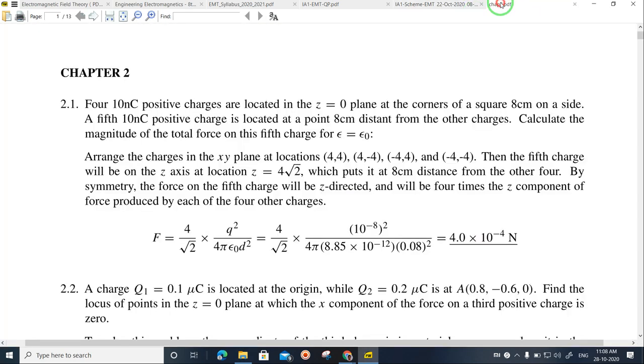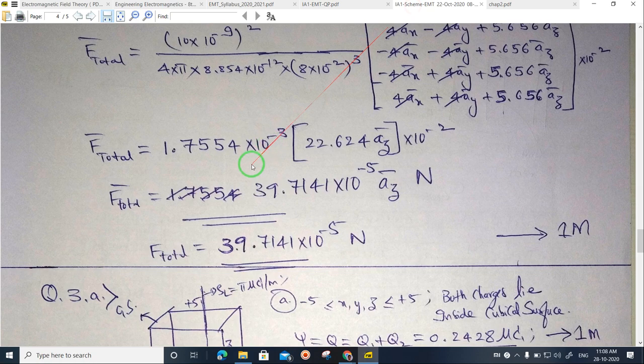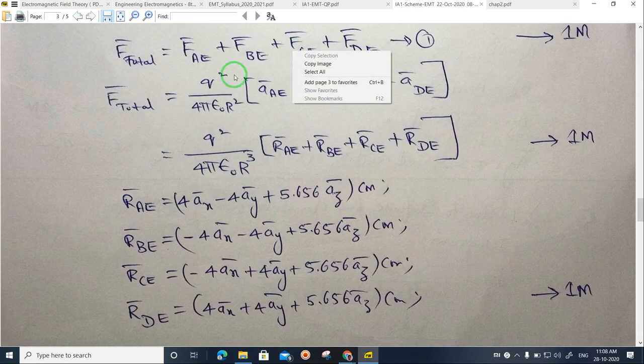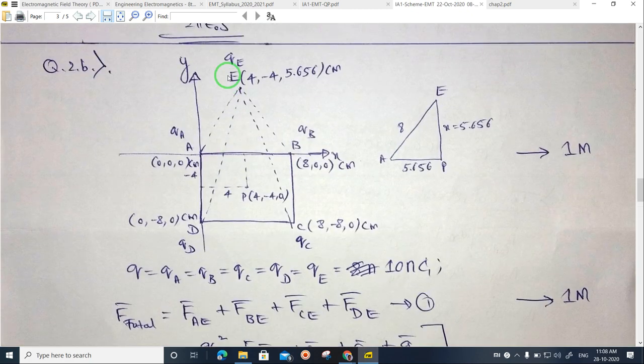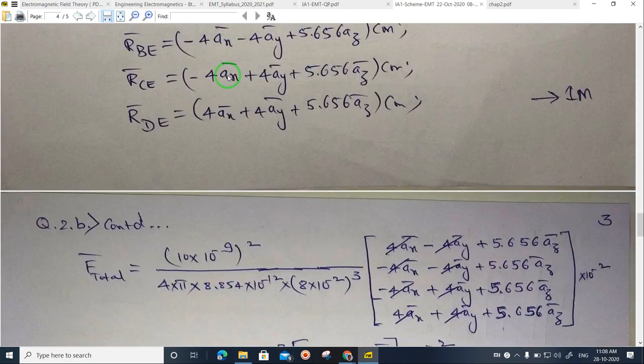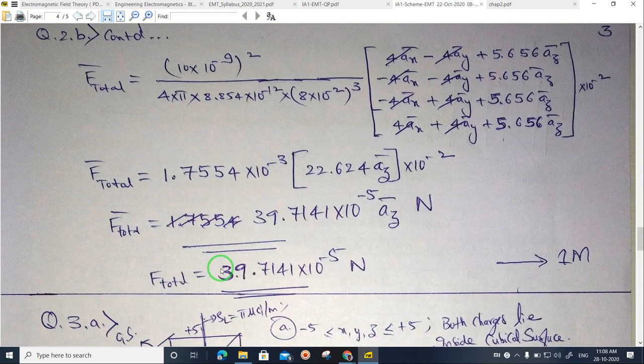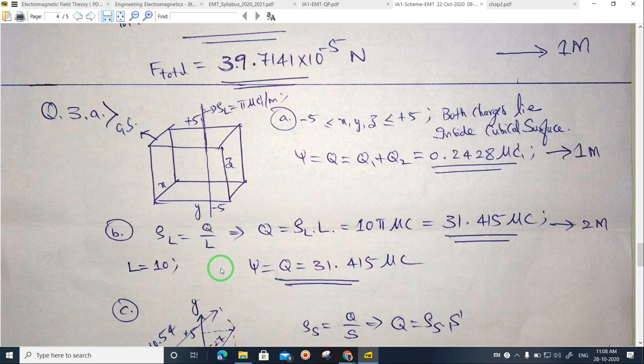If you do it the other way, then you have not understood the problem. You have just copied from this solution. If you understood, you will do it in this way. Draw the diagram clearly and do all the steps, and you will get 5 marks. For each and every step, I have given marks. I will share the video also, and also the scheme.